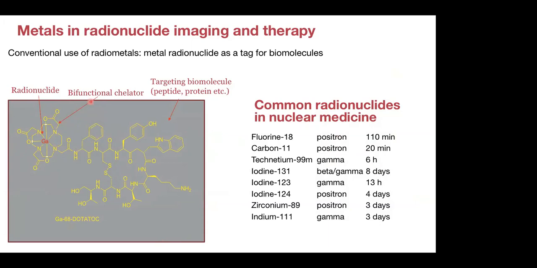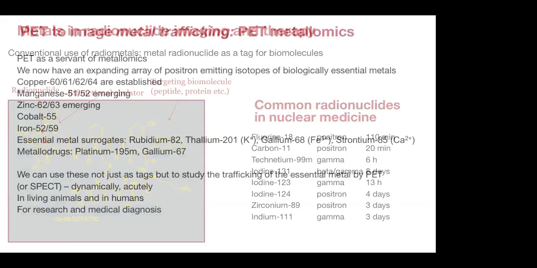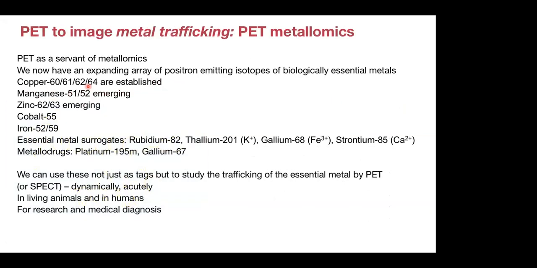What we're doing in recent years in our group is turning the radioactive metals to a different use: to monitor the biology of the metal itself, rather than just using it as a tag. So we're using it to image metal trafficking, and this is where I hope the technique would be of interest to many of the researchers we've heard from today, and many of the people in the audience as well. And we've called this PET Metallomics, just because it's nice to give something a name.